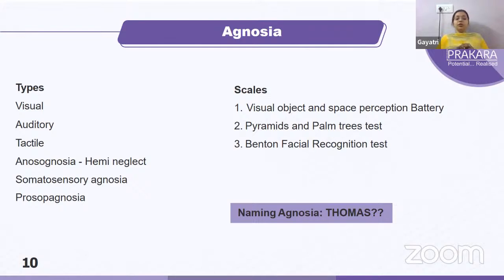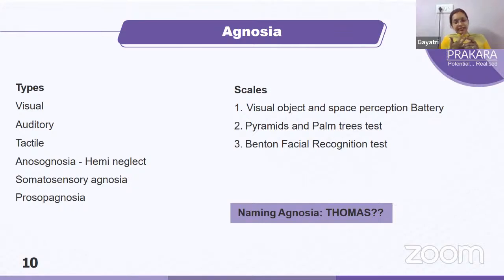In space perception, we give them dots and they have to count the number of dots. On a plain paper, we give them random dots. They have to just count the number of dots. How are they able to understand the spacing of the objects, and how are they able to talk about it? That is space perception. Pyramids and palm trees test.